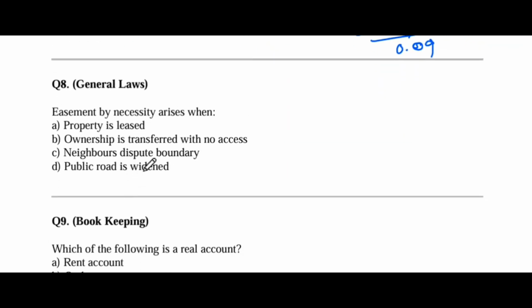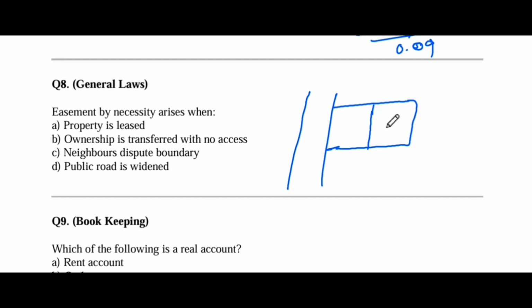Easement by necessity arises when property is leased, ownership is transferred with no access, neighborhood dispute boundary, public road is widened. There is a road here. There are two properties. Initially it belongs to one owner. Later the owner has divided this property like this. So he wants to sell this land. This is property A, this is property B.